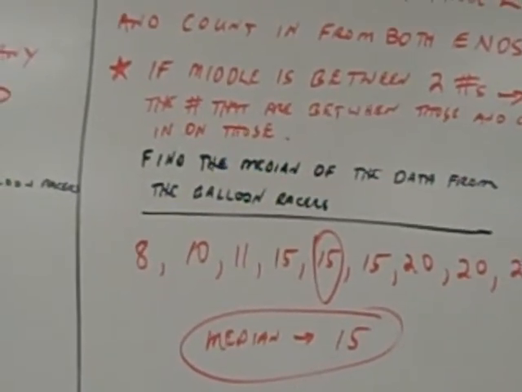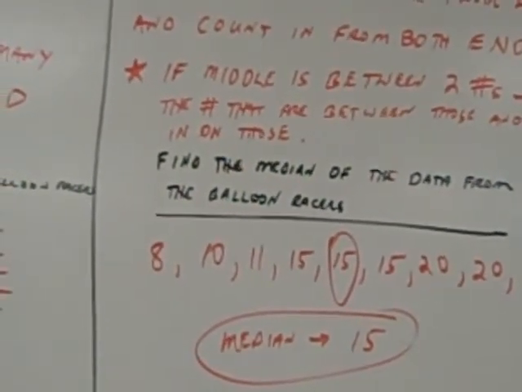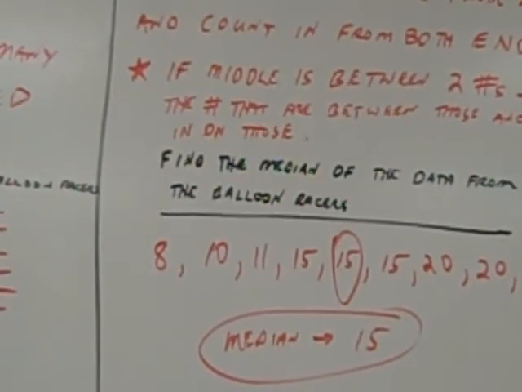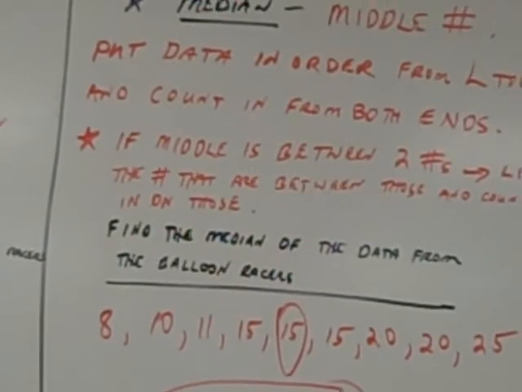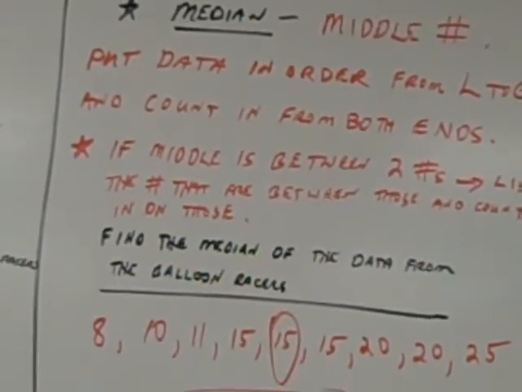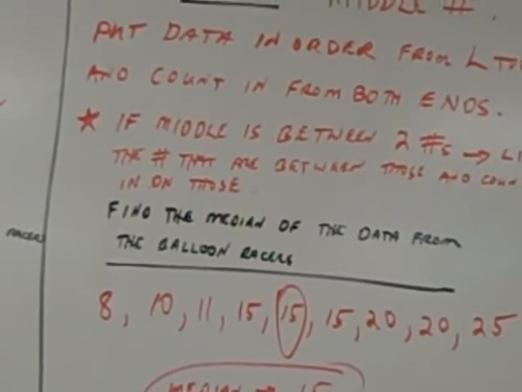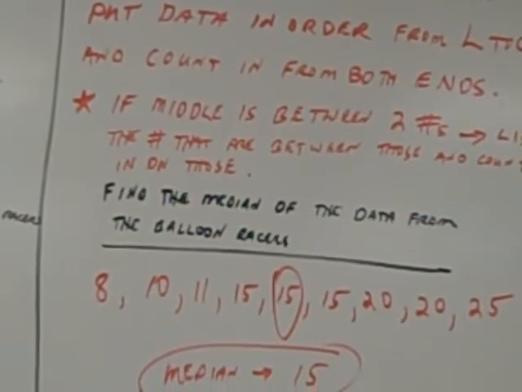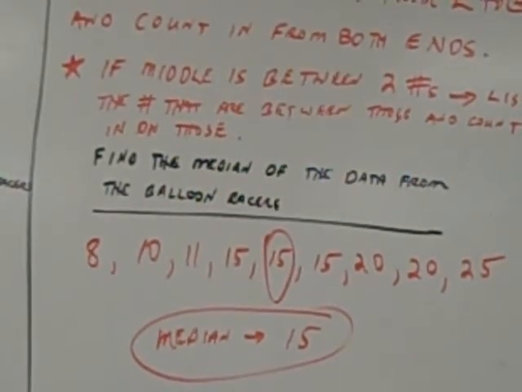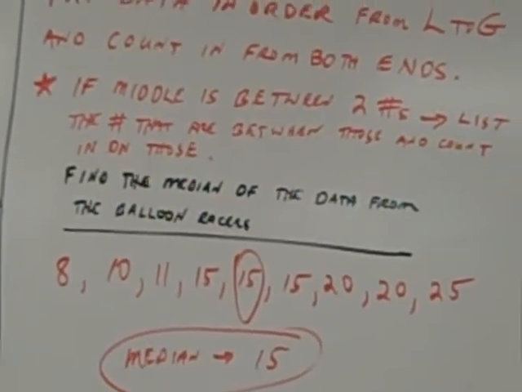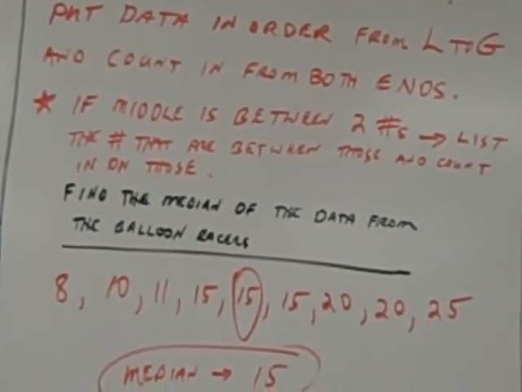If you want to think that way, get after it. I like my way better. Let's just keep counting in. If we end up between two numbers, list the numbers in between those and keep counting in. If it ends up in between again, keep counting in. And then remember, sometimes it might be a half. What's in between 12 and 13? 12 and a half. What's in between 21 and 22? 21 and a half. So is everybody okay with median?